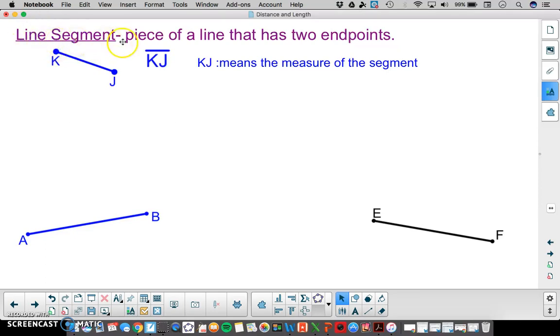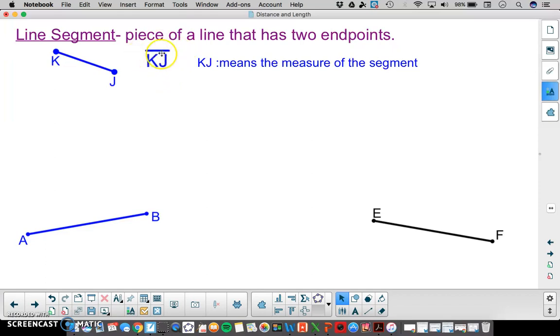We have a line segment, that is a piece of a line that has 2 endpoints. So we have an example of a segment here. The endpoints would be the points K and J. To name that segment, we use its endpoints. So segment KJ would be the segment. You could also use JK.